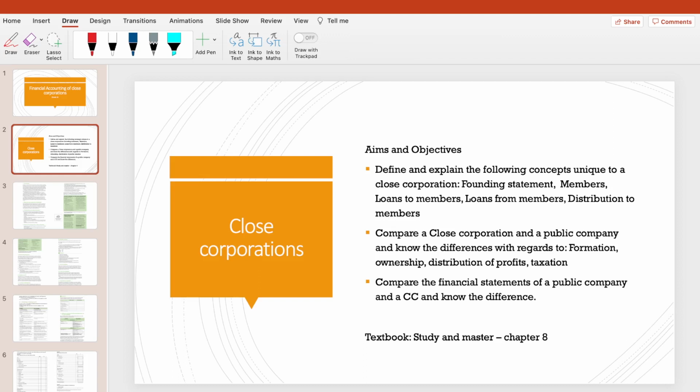You will also be able to compare your closed corporation and a public corporation, and you will know the difference regarding the formation, the ownership, the distribution of profits, as well as taxation, and also compare the financial statements of a public company and the CC, and you will be able to know the difference. And the textbook is then also the Study and Master, chapter 8.